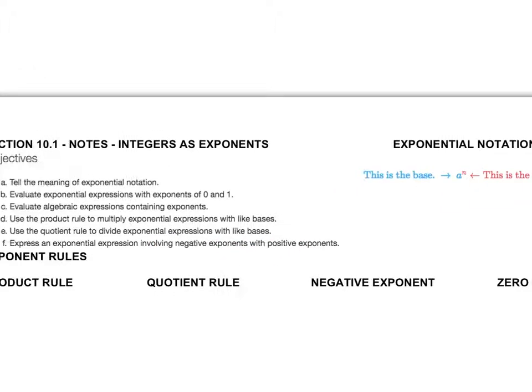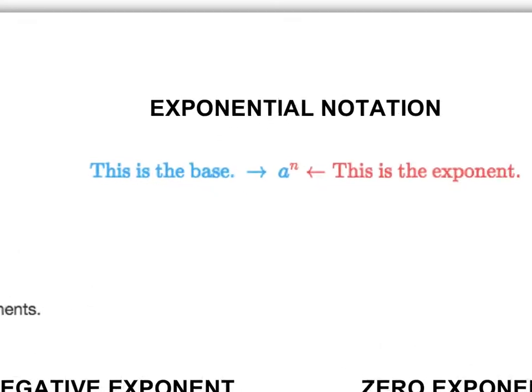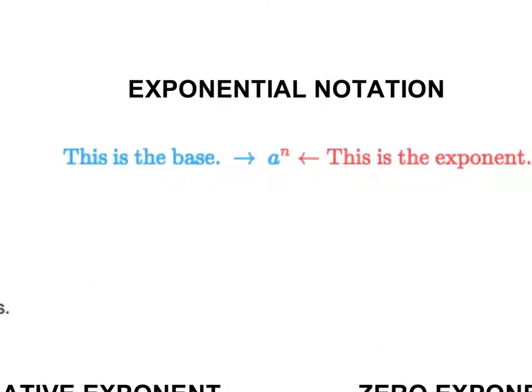So to talk about what an exponent is, exponential notation, this number here is the base. That's the a value. That's the big number. The n is the exponent, and that's my little number.